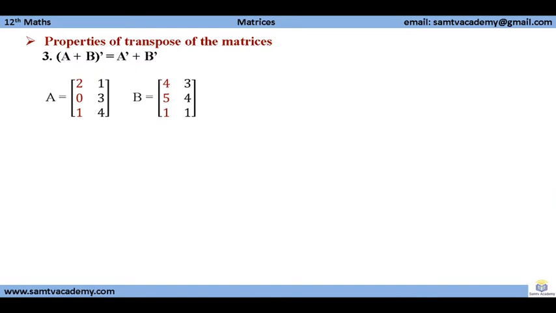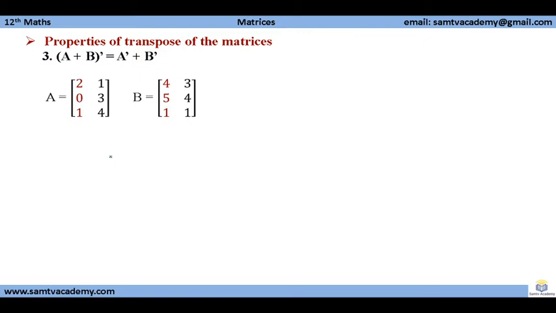Next, what does this property say? The third property is this: if we sum two matrices and then take the transpose, or if we separately take the transpose of each matrix and then sum the two, both will be the same. Here we have two matrices A and B. First we take the sum of these matrices and then change it to the transpose, or either we can first take the transpose of A and the transpose of B, and then sum both. Both are the same.